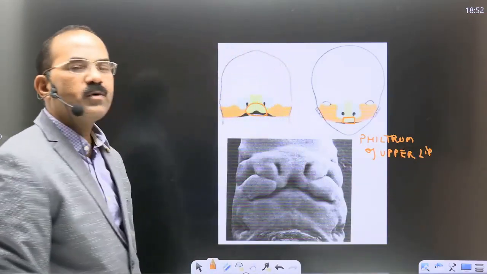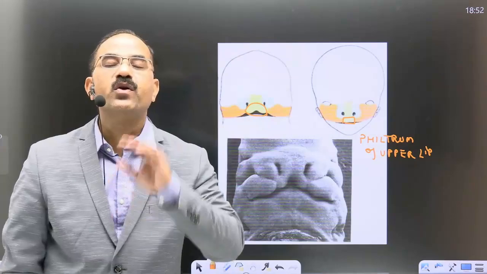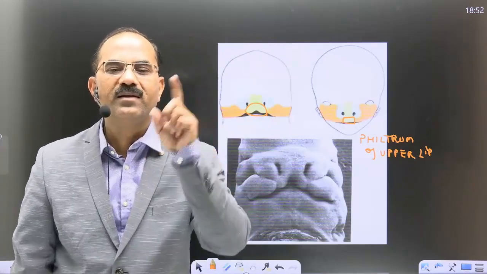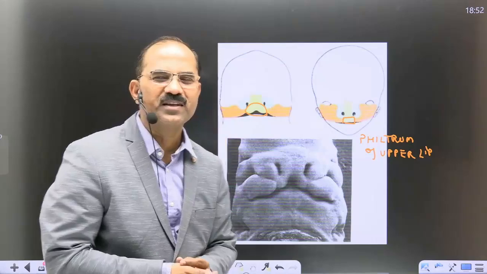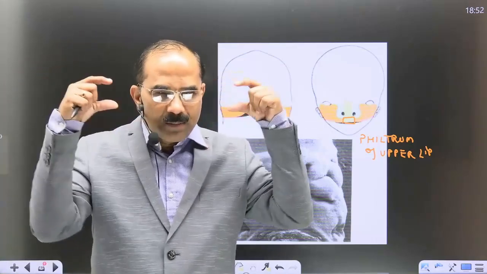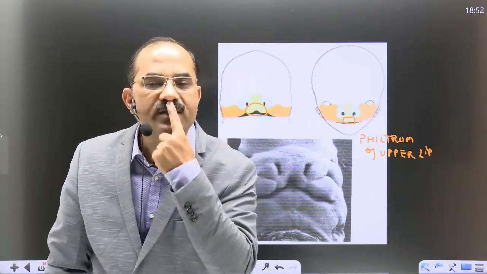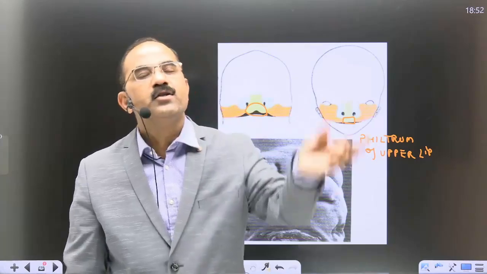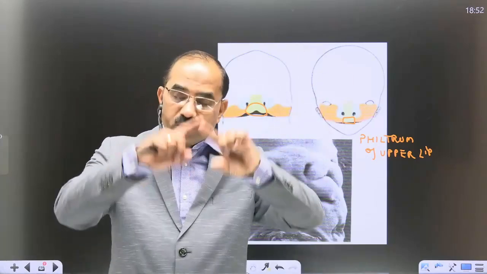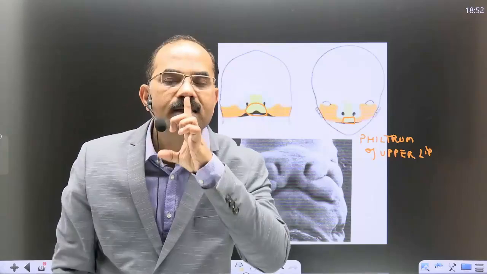So the philtrum of the upper lip is formed due to fusion of what? Two medial nasal processes. Are you following this? The maxillary processes are coming closer. The two medial nasal processes come close, they fuse, and they form the philtrum of the upper lip.